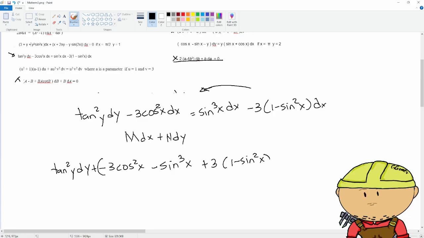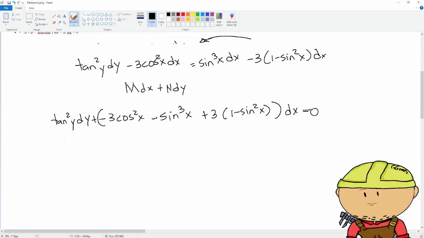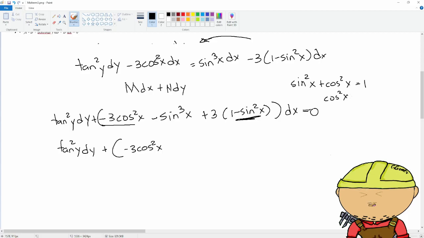Alright, then that will be multiplied to dx. Right? So I'm seeing a lot of squares. I see something. Notice this is negative 3 cosine square x. Okay, and by trigonometric identities, sine square x plus cosine square x is equal to 1, and cosine square x is equal to 1 minus sine square x.